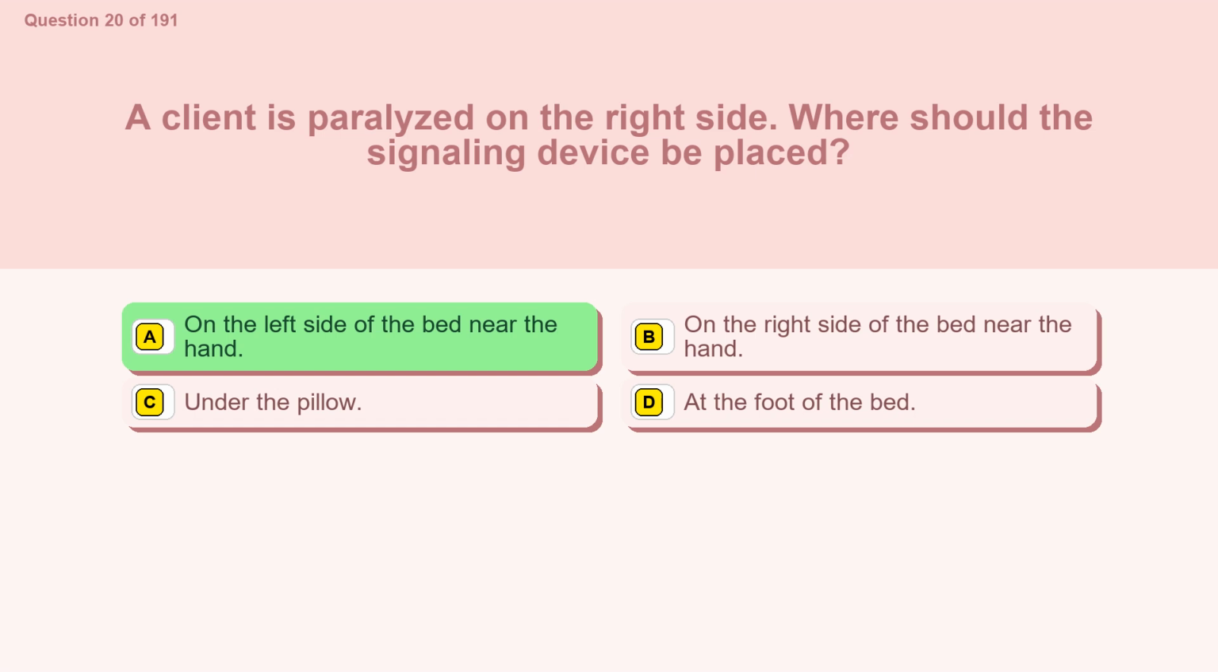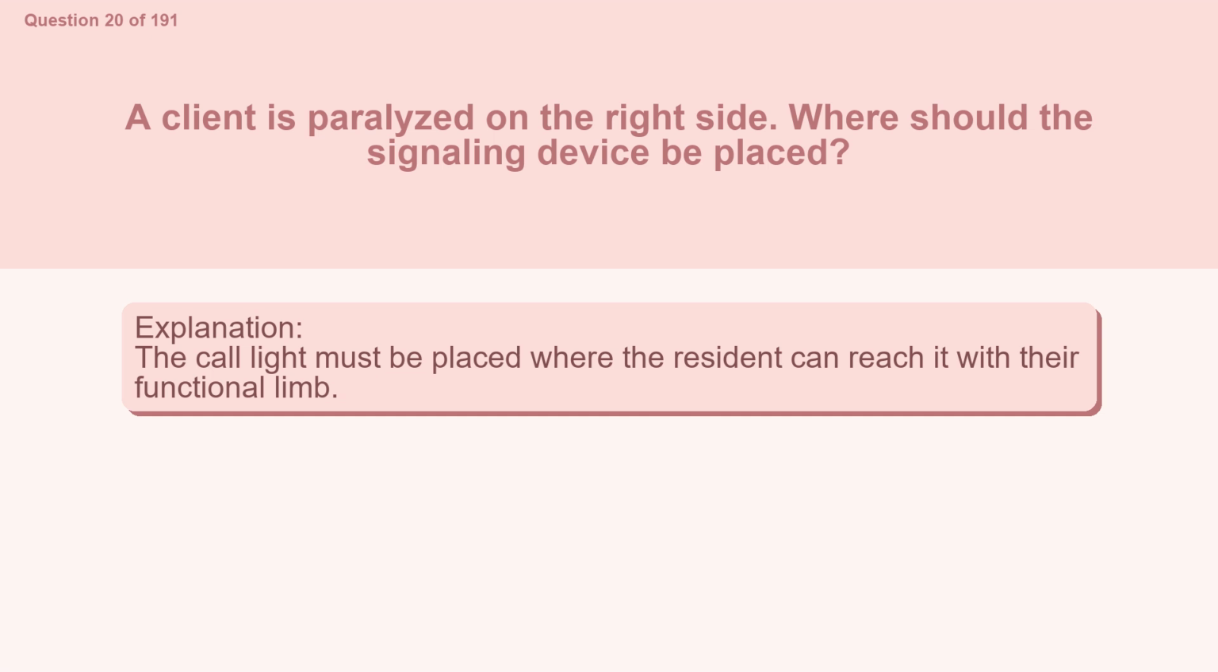The correct answer is option A. On the left side of the bed near the hand. The call light must be placed where the resident can reach it with their functional limb.